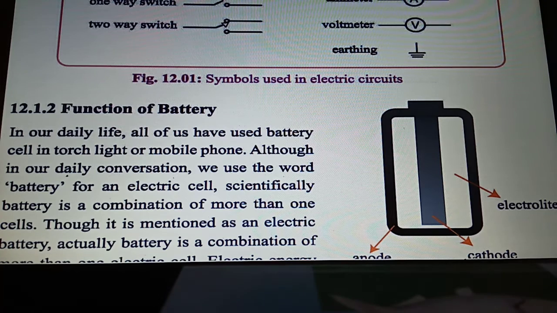current flows from cathode to anode. That is, current is flowing from positive to negative, and electron is flowing from negative to positive, and then electricity is produced by this cell.